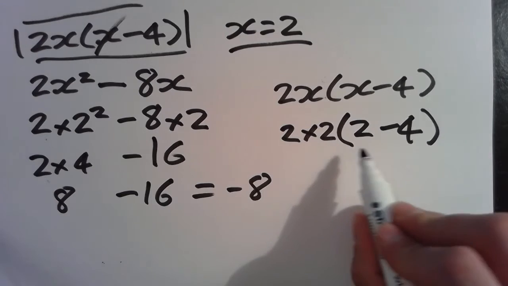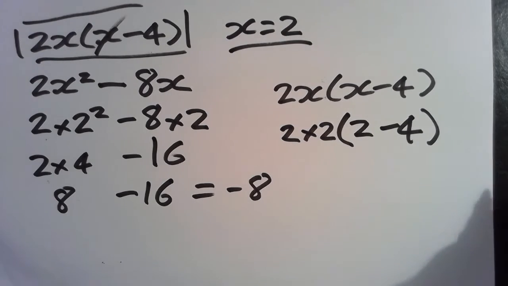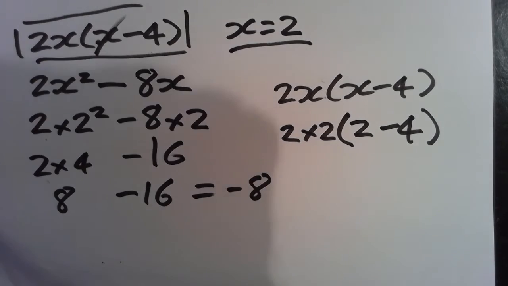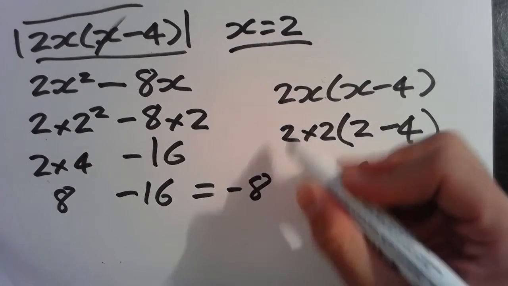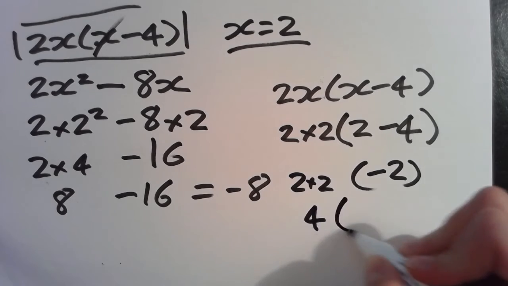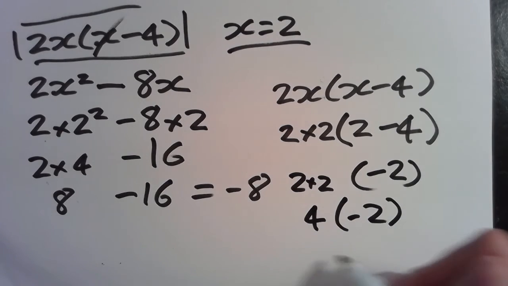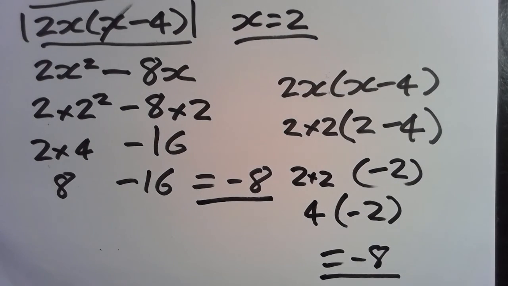Now this time what we do is we solve everything inside the brackets first, as you would. 2 minus 4, if we remember back to the negative number video, we've got our water level at 2, we then scoop out 4, so it drops down 4, so that is minus 2 inside the brackets. We then have a 2 multiplied by 2 here. 2 times 2 is of course 4. 4 multiplied by minus 2 equals minus 8, which is the same as what we have here. So that was expanding single brackets.